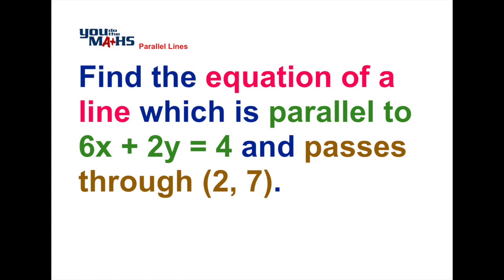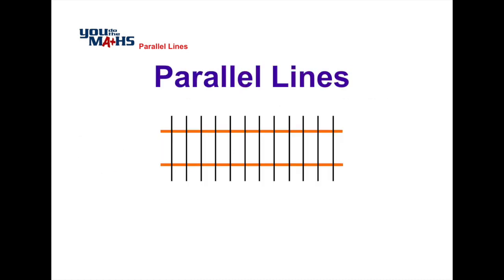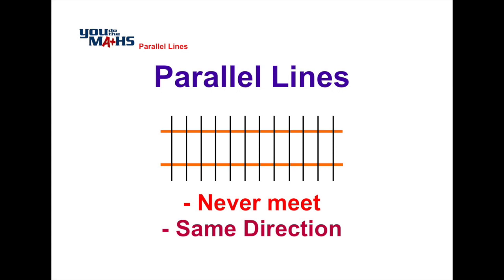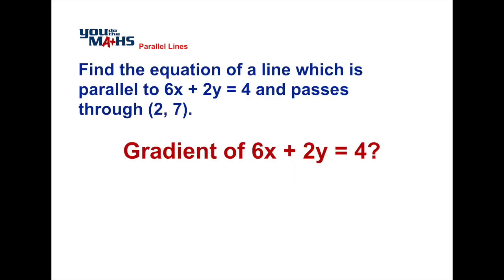Let's keep in mind what parallel means. We know from railway lines, indicated here with the orange lines, that parallel lines never meet, and they also run in the same direction. So if you've got lines that are parallel, that means that they're actually the same gradient because they're going in the same direction the whole time. So what we need to do is work out the gradient of the line 6x plus 2y equals 4. If we know that, then we can work out the gradient m for our new line.